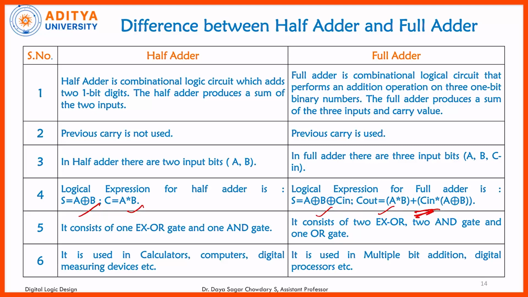The half adder consists of one XOR gate and one AND gate. We have already seen that. The full adder contains two XOR gates, two AND gates and one OR gate, with the realization of two half adders for one full adder. These are the blocks we have to use. The half adder is used in calculators, computers, digital measuring devices, etc. The full adder is used in multiple-bit addition, digital processes, etc. So for high-end use we are using the full adder circuits.